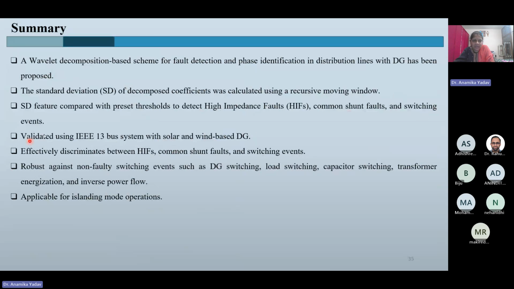The system is validated in the IEEE 13 bus system with solar and wind based DGs, and it effectively discriminates among all types of faults and switching events. The system is robust against non-faulty switching events, and it is also applicable in islanding mode of operation. So this way we cover the two schemes herein.